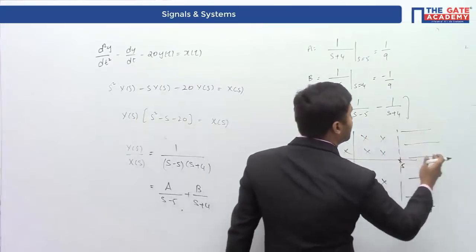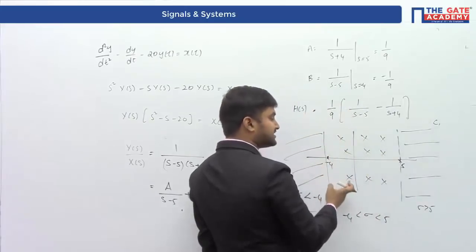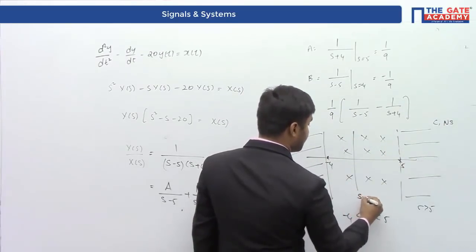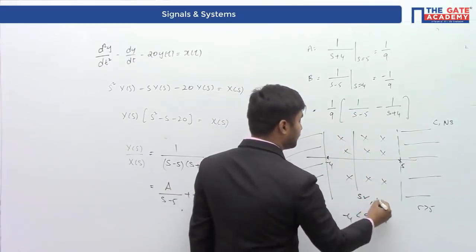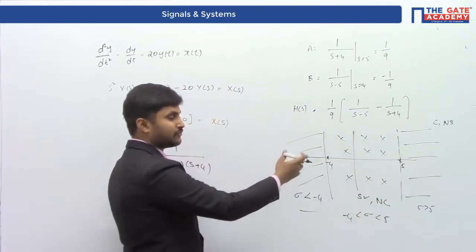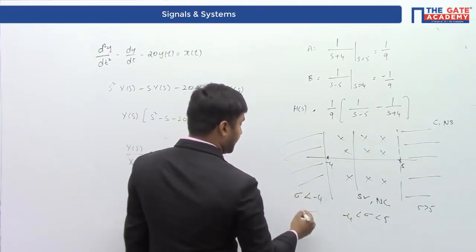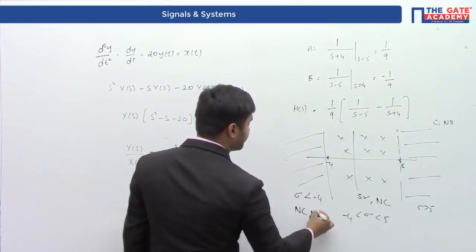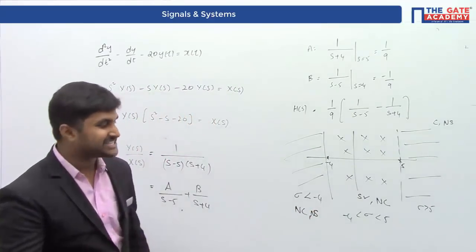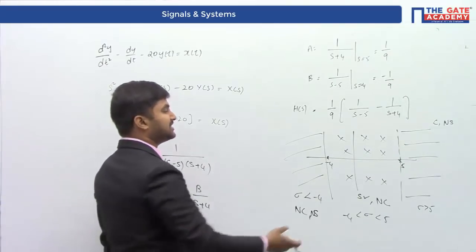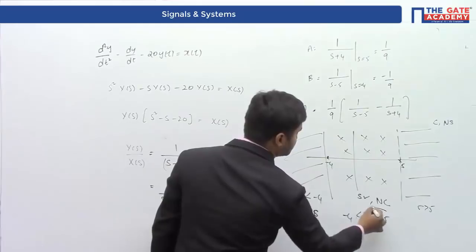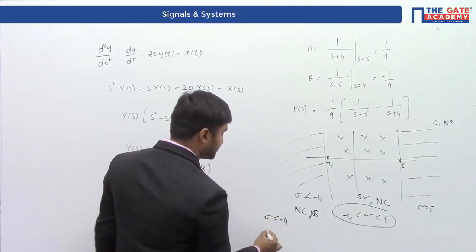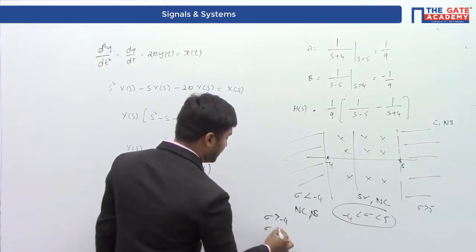Here, whenever you are having a right-sided ROC, the system is causal, and because it is not covering sigma is equal to 0, it is not stable. Here, the system is going to be stable because it is covering sigma is equal to 0, and it is not causal because it is not a right-sided ROC. And for the left side, sigma less than minus 4, it is non-causal because it is not a right-sided ROC, and it is not stable because it is not covering sigma is equal to 0. The desired region is where the system is stable and non-causal, and this is the region where the ROC is going to be sigma greater than minus 4 and sigma less than 5. This is the ROC.